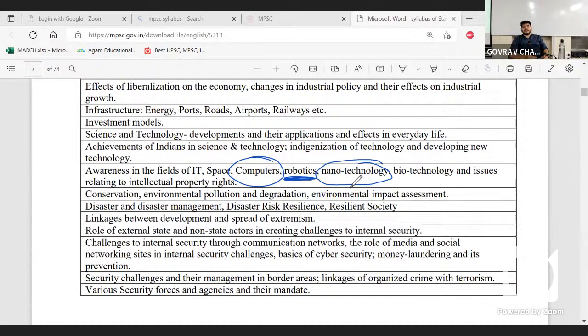Vaccines, RT-PCR, how to identify whether you are suffering from COVID. COVID was new, we knew little about it. Who gave us the idea of COVID? It was a technology called RT-PCR. RT-PCR was time consuming, so to give you a fast reaction, we have the rapid antigen test, the rapid kit. You can hardly say 2 minutes, you'll get the results. Again, these are the outputs of biotechnology.